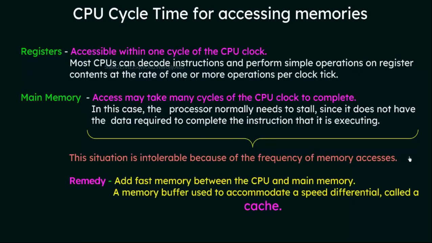So what is the solution for this? The remedy is that we can add a fast memory between the CPU and the main memory. A memory buffer used to accommodate a speed differential is called a cache. So this is the remedy that we have for this problem. We have something called a cache memory, which is present between the CPU and the main memory. This cache is a very fast kind of memory, and the things that we need will be stored in the cache memory so that the CPU can easily access and make use of them.